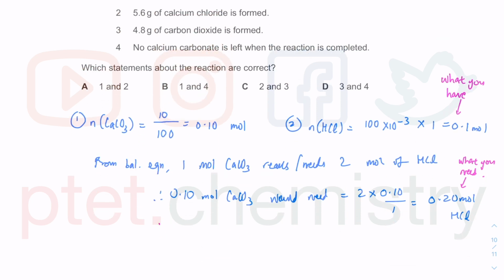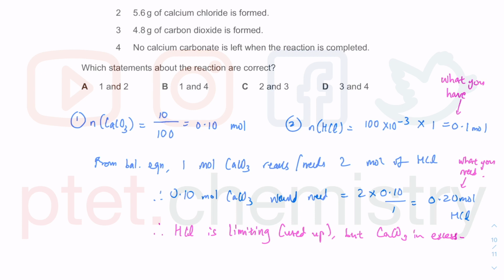The HCl is not enough. Therefore, HCl is limiting, meaning it's used up. But that also means calcium carbonate is in excess. This kind of calculation, this kind of argument, could have been used to explain why calcium carbonate is in excess by going this way, where the HCl is completely used up, or the other way if they want you to find out exactly limiting or excess.